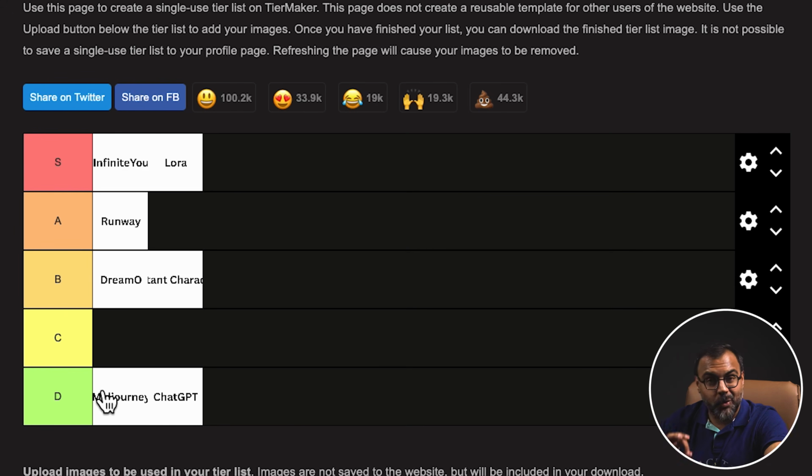Surprisingly, the two paid options, MidJourney and ChatGPT, are sitting at D tier. They perform the absolute worst with that character and identity transfer. Aesthetically, they're up there as some of the best, but for the sake of this video, they perform the worst. In fact, the best closed source model at this entire character identity transfer experience was Runway.